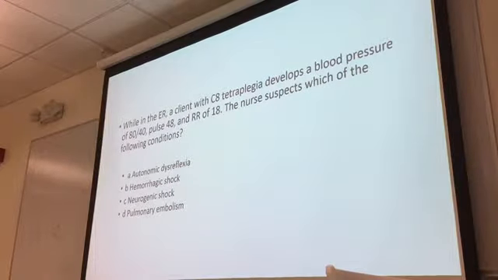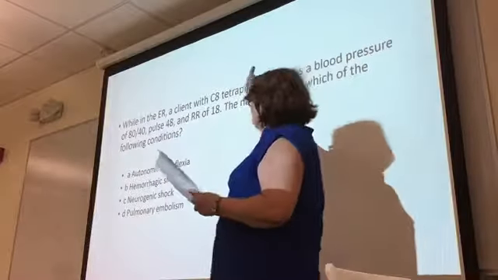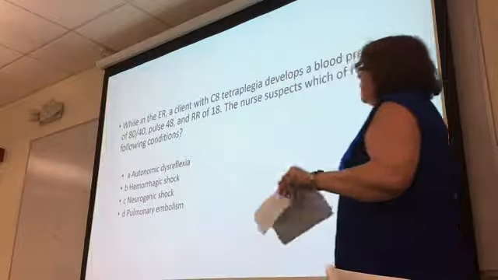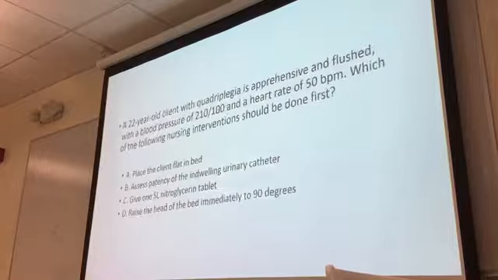While in the emergency room, a client with a C8, again, tetraplegic and quadriplegic are used interchangeably, develops a blood pressure of 80/40, pulse 48, respiration 18. The nurse suspects which of the following? C is correct. Yes, so autonomic dysreflexia, we would expect blood pressure way up. Hemorrhagic shock, you would expect the blood pressure down, pulse up, and neurogenic is when they both are down.